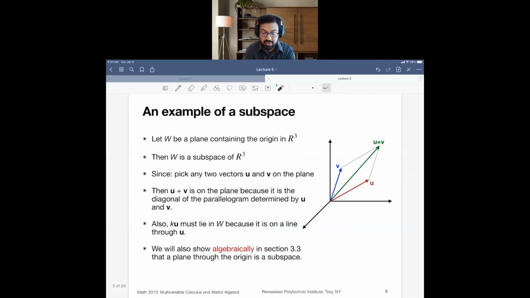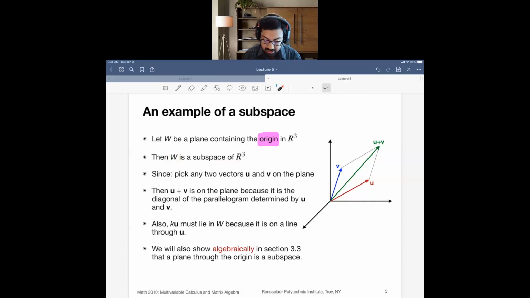Now let's take a look at an example of a subspace. We are going to look at a plane containing the origin, and this is important. It has to contain the origin. Let W be a plane containing the origin, and we are looking at it in the three-dimensional space, right? W is that plane. So imagine a plane that has U and V vectors in red and blue over here. These vectors are on that plane W. Then W is going to be a subspace of R cubed.